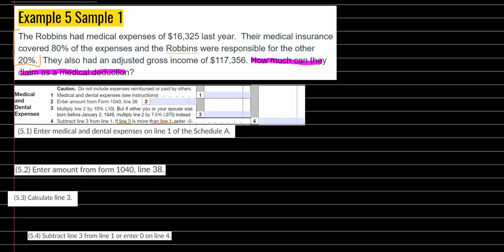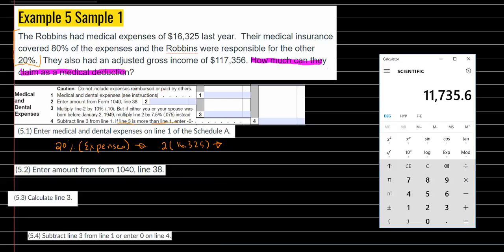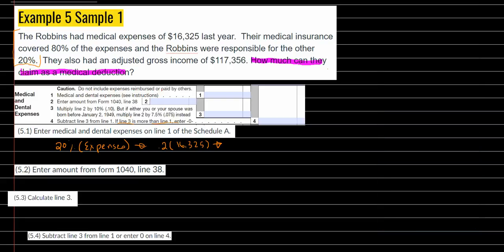The Robinsons had medical expenses of $16,325 last year. Their medical insurance covered 80%, and the Robinsons were responsible for the other 20%. So they did not have this as their full medical expenses. The Robinsons only paid 20% of their expenses. Okay, so that means they're going to have to pay 0.2 of $16,325. That was what they had to pay out of pocket. So we're going to multiply 0.2 times 16,325. We get 3,265. That is the amount that we enter on line 1.